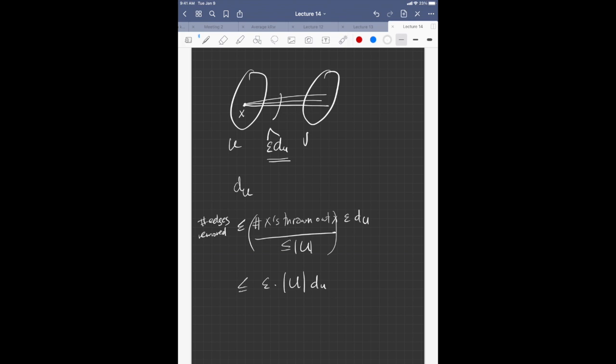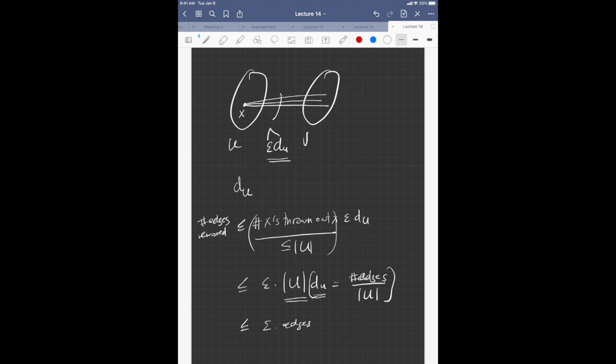But what is u times du? Du was the average degree of vertices on the left hand side, u is the number of vertices on the left hand side. Because this is the average degree, this is the number of edges divided by the cardinality of u. So just multiplying u with the average degree, we get back the number of edges. So this is at most epsilon times the number of edges.